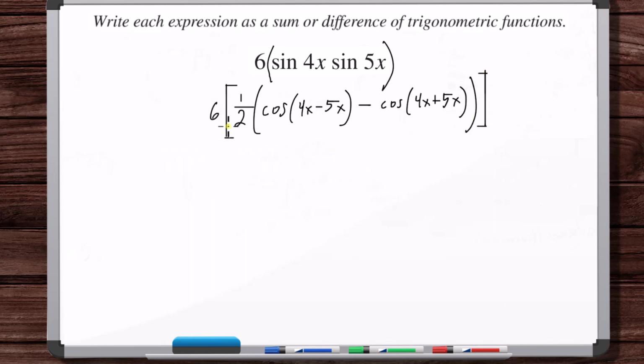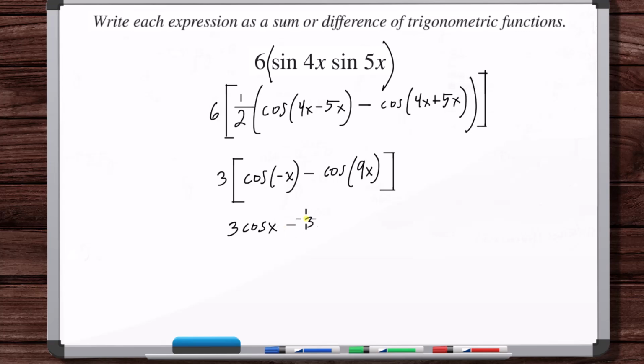Okay, so 6 divided by 2 is 3. Now we've got cosine of minus x minus cosine of 9x. Cosine's an even function, so cosine of minus x is just cosine x. Let's distribute that 3, and then minus 3 cosine of 9x. And I think that's as far as the book wants us to go.